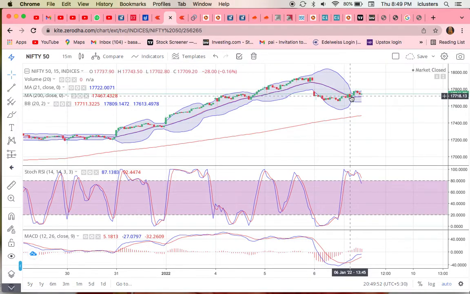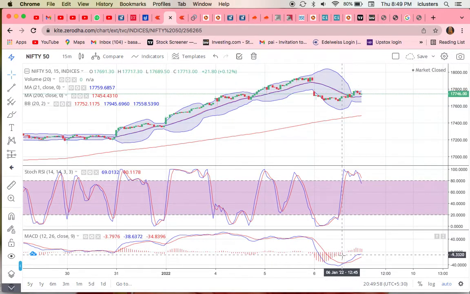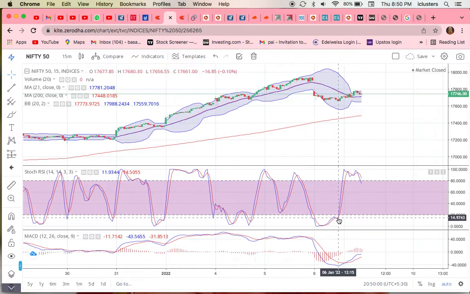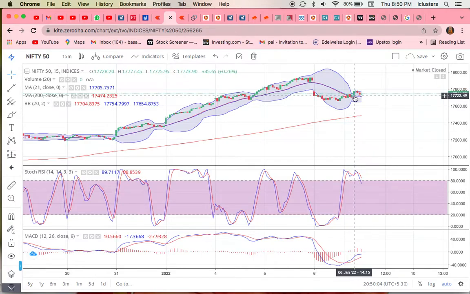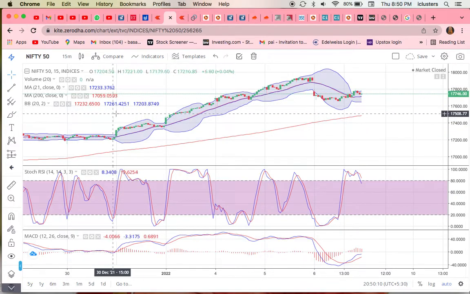This Bollinger Band is clearly showing that price is moving upwards. Here a crossover was taken, and the MACD line also took a crossover here, and this RSI line also took a crossover here. These three indicators show that the downtrend is completed and the price is going to the upper side. Okay, this is the Bollinger Band.